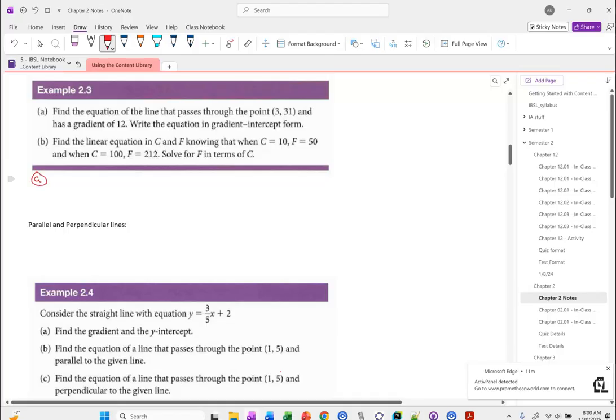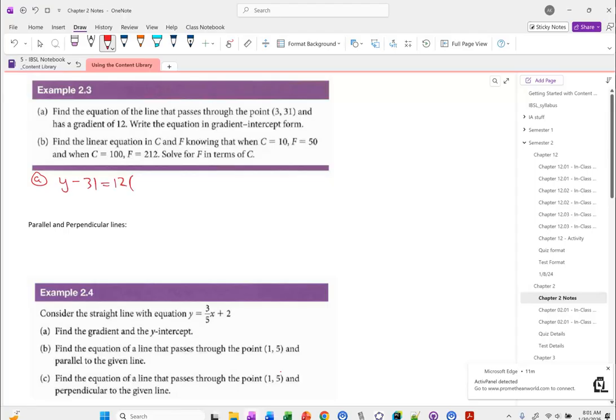What information are we given? A point and a slope. Which formula should I use to start? Point slope. So y minus y1 equals m times x minus x1.